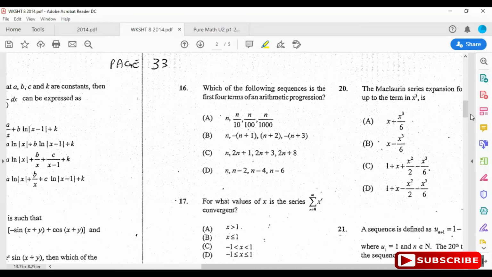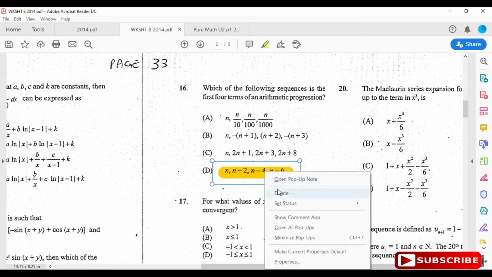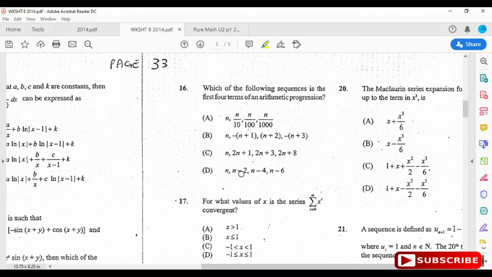That's how you know it is an arithmetic progression, different from a GP, which has a common ratio. In the first one, T2 divided by T1 gives you a common ratio, so A is a GP. Now this is the arithmetic progression, because it has a common difference of -2. And so D is the answer. Easy question.